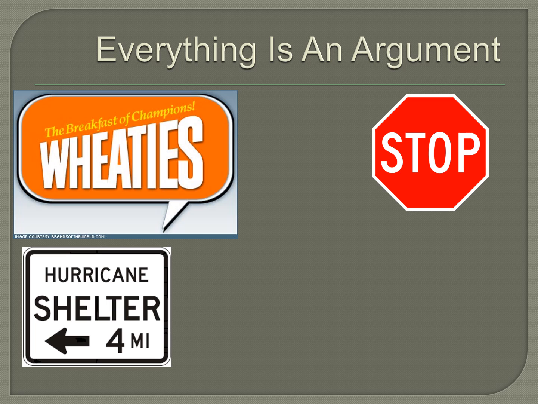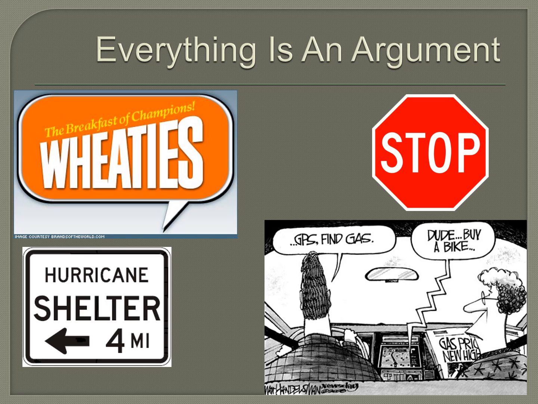The goal of Wheaties is to get you to eat their cereal, and they even kind of bait you a little bit in the process. You'll be a champion, perhaps, if you eat Wheaties. And for those of you who like political cartoons, even this is an argument. The GPS: "Find gas." The GPS response: "Dude, buy a bike." Certainly, if you look at the bottom corner where it says "gas prices hit new high," there's a commentary being made here, an argument being made on trying to use fuel more efficiently. So these are all different kinds of written, spoken, and visual arguments that exist. Let's talk a little bit, though, about what the construction of an effective argument actually looks like.